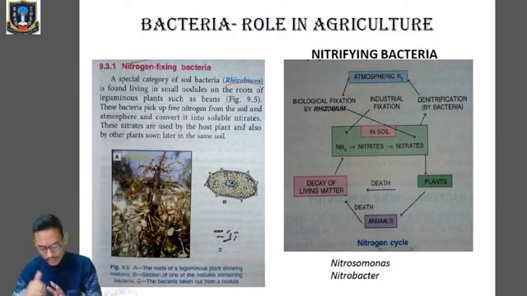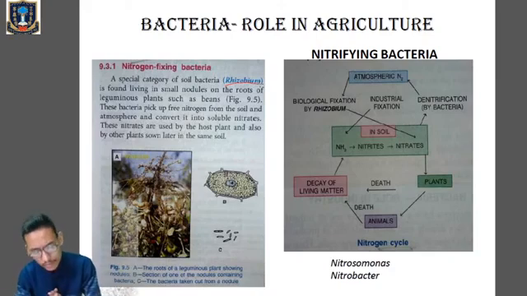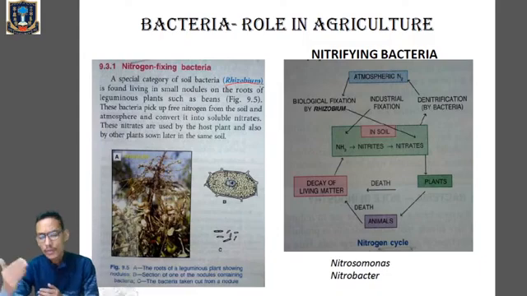Now, these nitrates are also replenished in the soil by the action of nitrification. For this, there are certain bacteria which will convert the nitrogenous waste of animals and the dead remains of plants and animals into ammonia. Listen very carefully. And this process is known as ammonification.